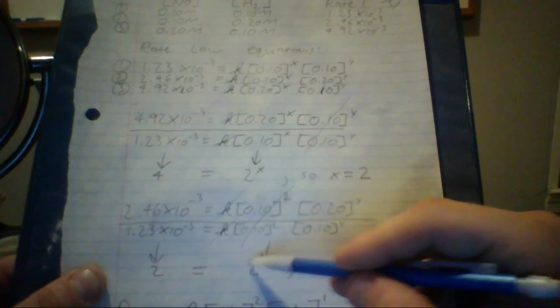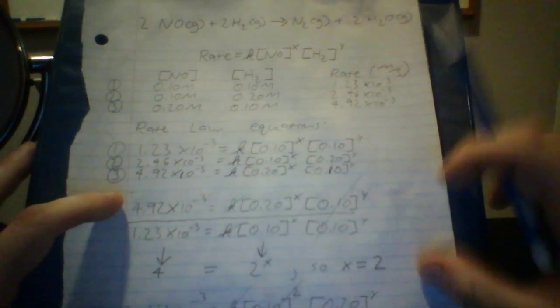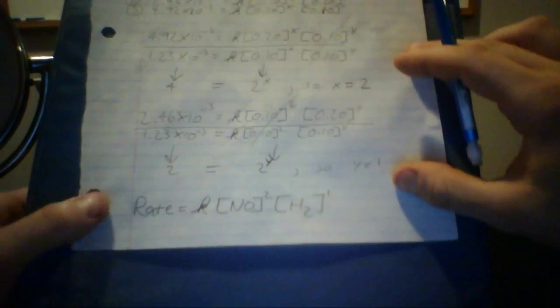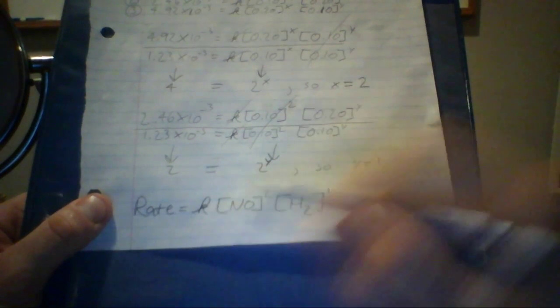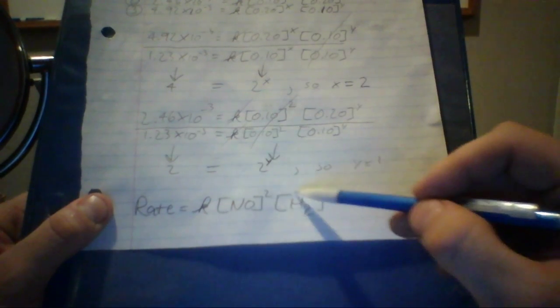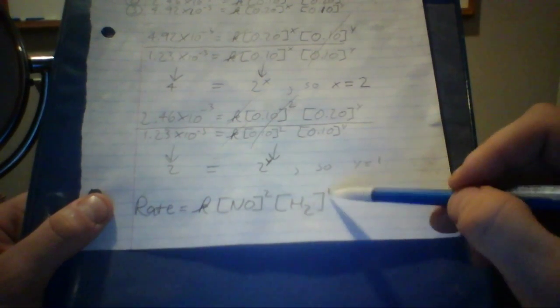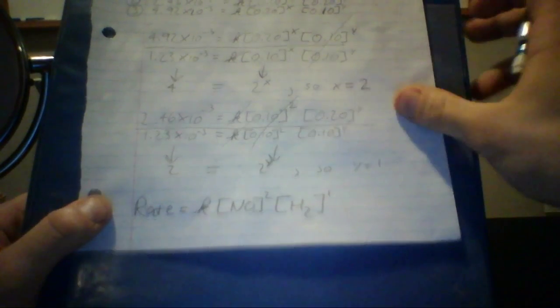Now if we take this 2 and we raise that to the first power, that'll give us this 2. What this tells us is that our overall reaction is first order with respect to H2 up here, right? So then we can write an overall rate law where the rate equals k, some rate constant, times the concentration of NO raised to the second power, times the concentration of H2 raised to the first power. And there you have it. That's how you figure out a rate law equation.